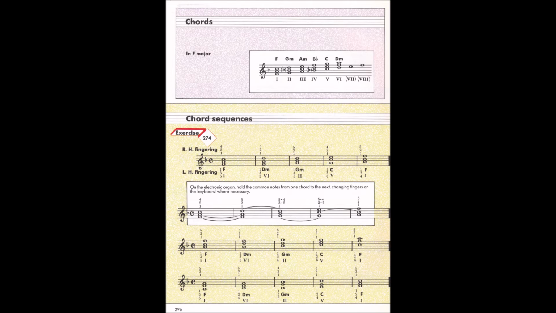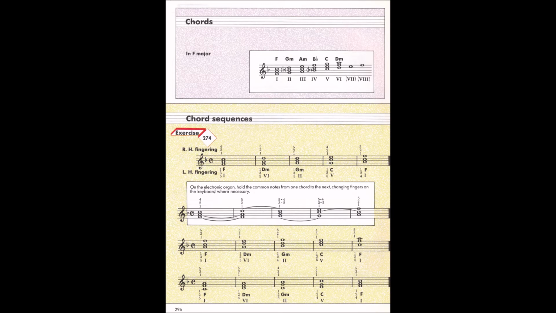Exercises 274 to 278 will let you play a chord sequence in each of the keys we've mentioned: F major, D major, B flat major, A major, and E flat major. In each case, the sequence of chords is the tonic, the chord on the 1st degree of the scale, the submediant, the chord on the 6th degree of the scale, the supertonic on the 2nd degree, the dominant on the 5th degree, and back to the tonic.